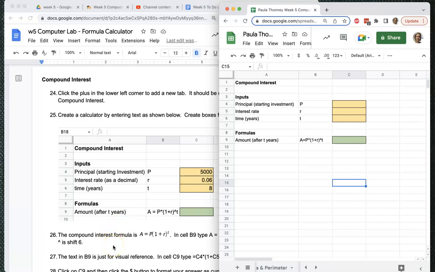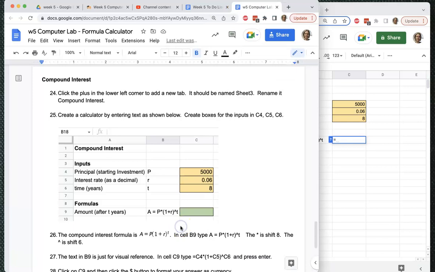Okay, so I think I am ready. I can put these inputs in, and I can put my invisible formula here in behind the scenes with cell referencing. I'm going to go ahead and type in the example inputs that were given. $5,000 initial investment, 6% interest, and 8 years. And now I'm ready to type my equal sign for my formula.